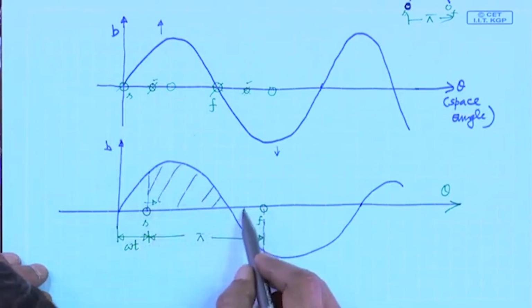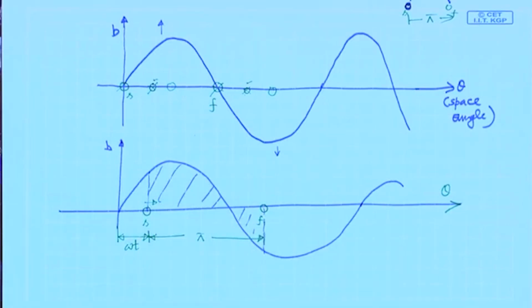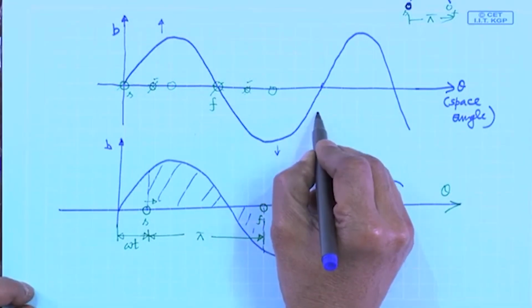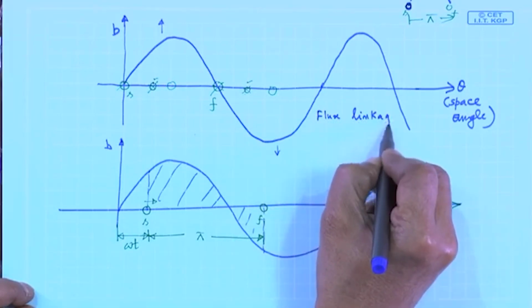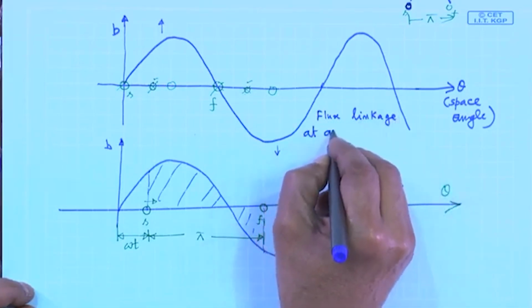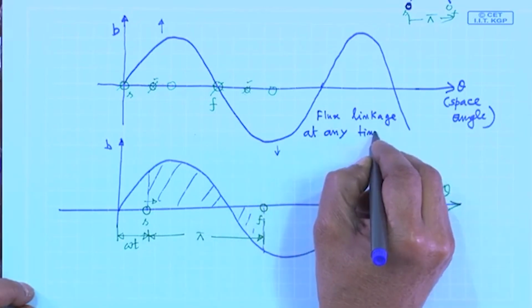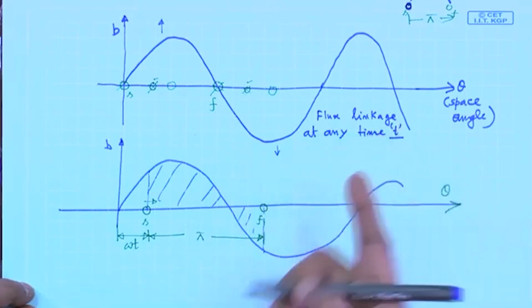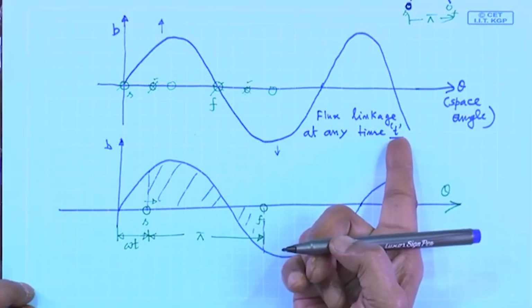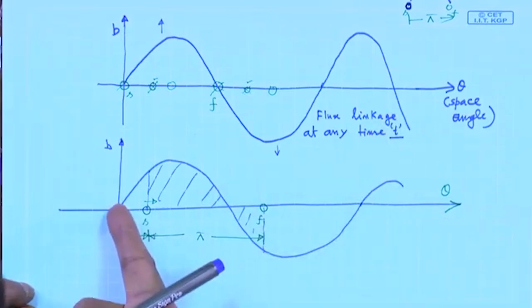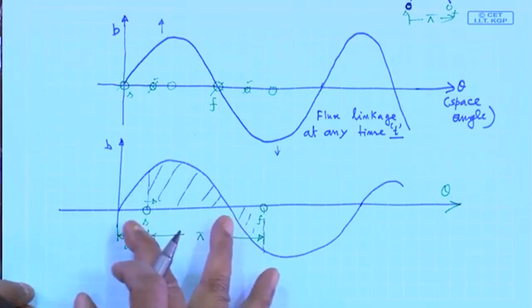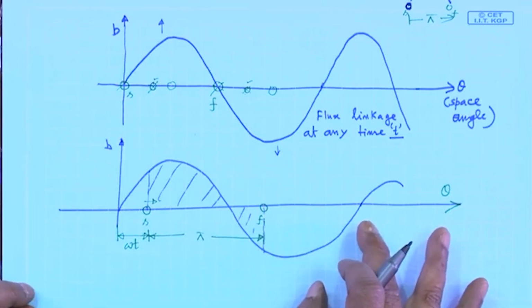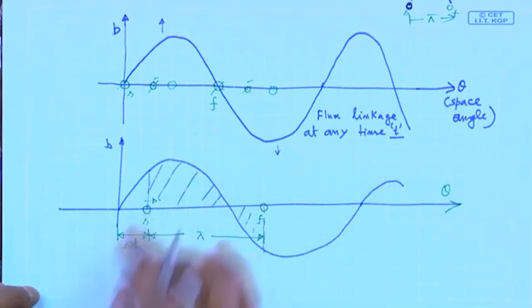This area minus this area, I have to do. Therefore, I write the flux linkage at any time t. What is this any time t? I have started counting my time when S was here at the origin. After that, I have assumed the coil is moving. Okay, it moves, it comes here.